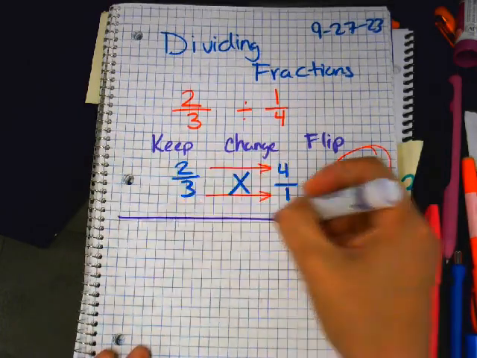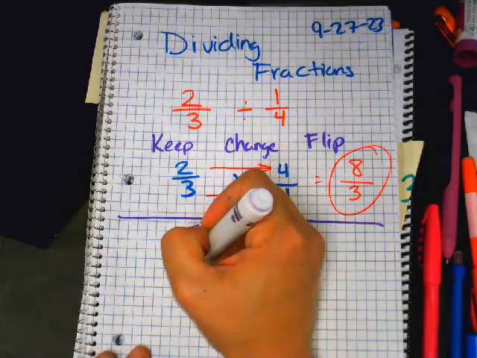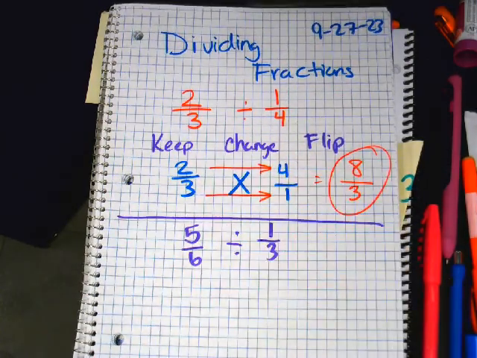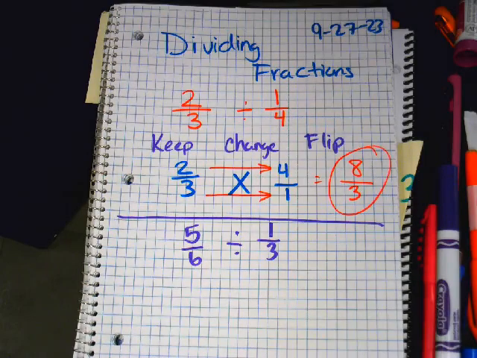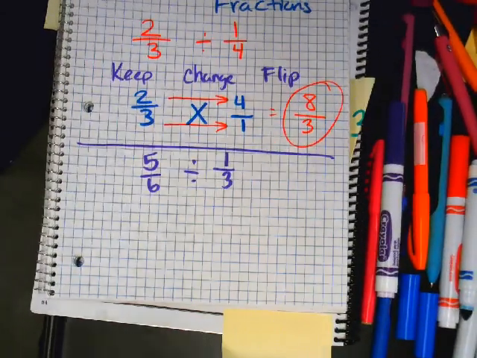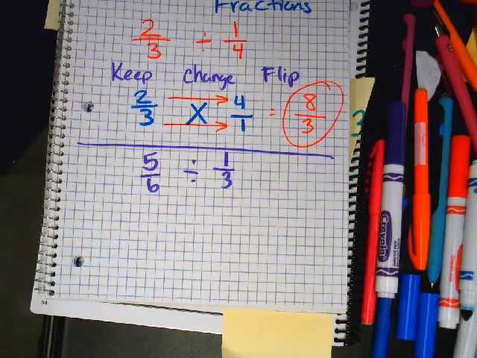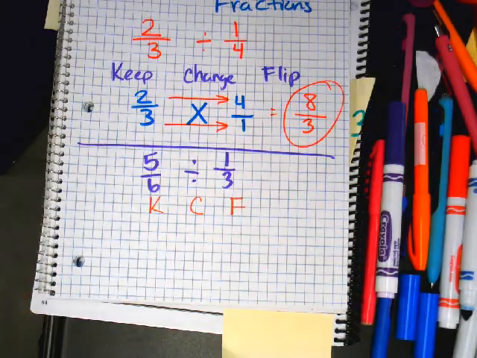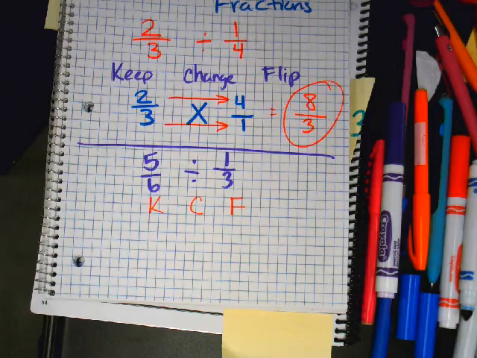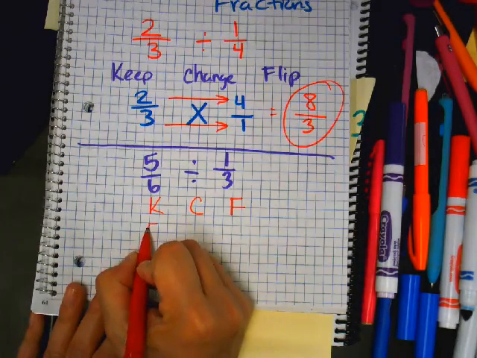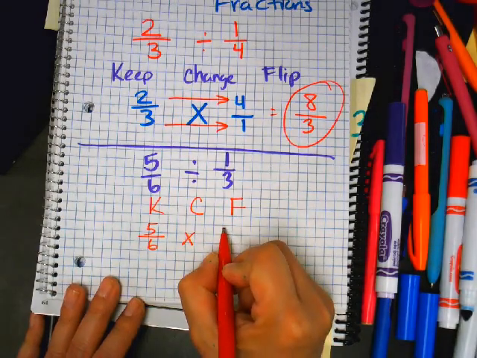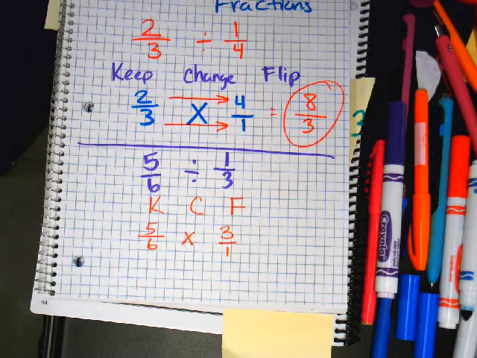Let's try 5/6 divided by 1/3. Keep, change, flip. So what do I write down first? Not the answer. What do I write down? 5/6. Yep. Multiply by 3/1. Good. Very good. Keep, change, flip.